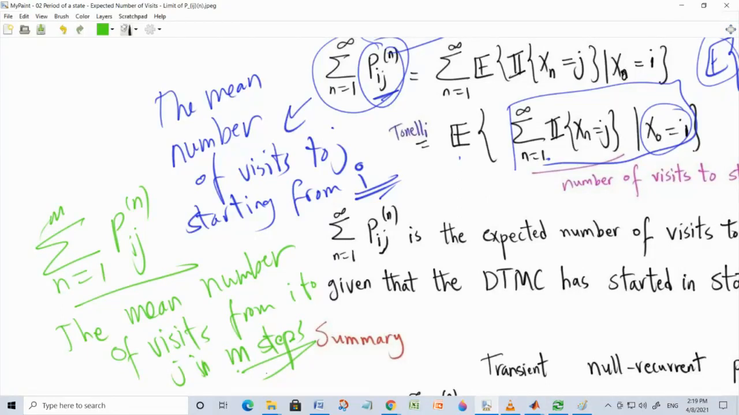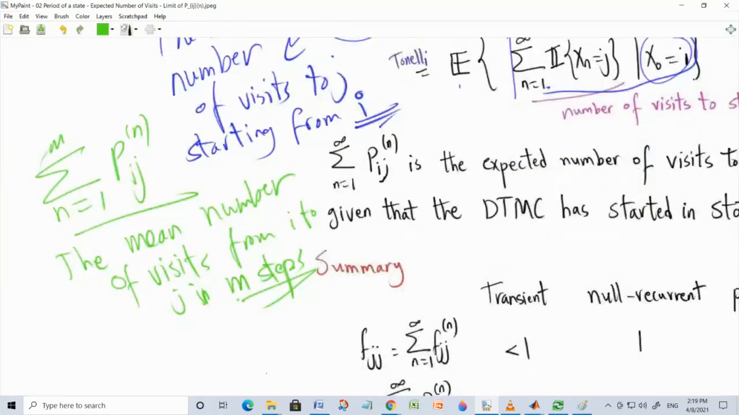If you go to infinity, you basically study the average number of visits over an infinite time horizon. But if you stop at some time instant m, then you are saying, how many visits will occur during the first m steps. So the mean number of visits from i to j in m steps, or during the first m time instances.